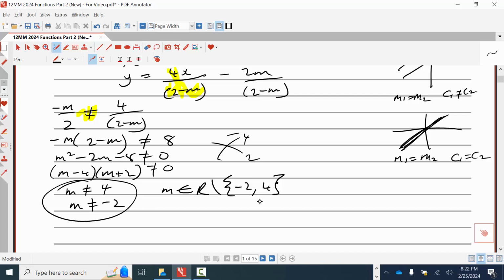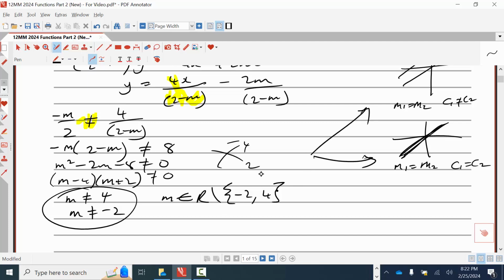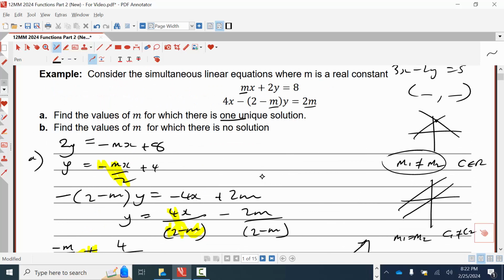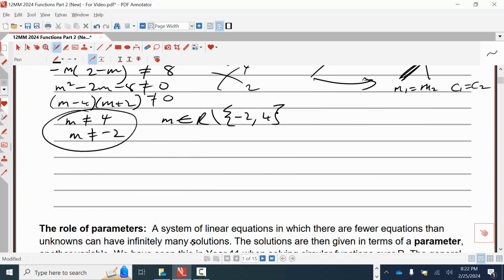Now I'll let you think about why it can't be these two values here. I wonder what will happen if it is one of these two values here. Maybe you can connect up that it's going to be either that or that scenario if it is one of those two values. All right, so let's do the second part, which is no solution. Okay, so B is no solution.